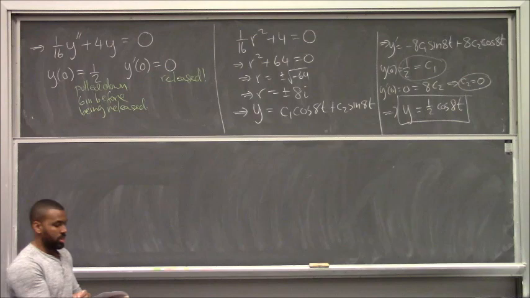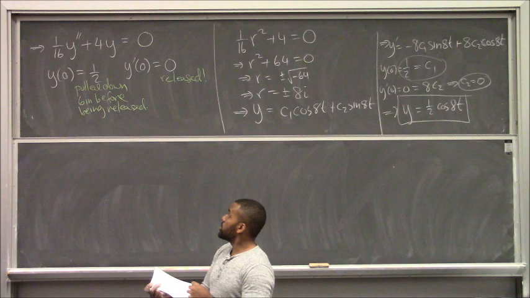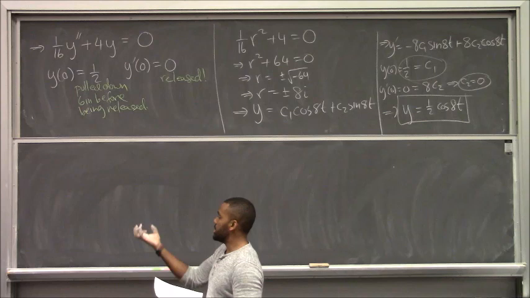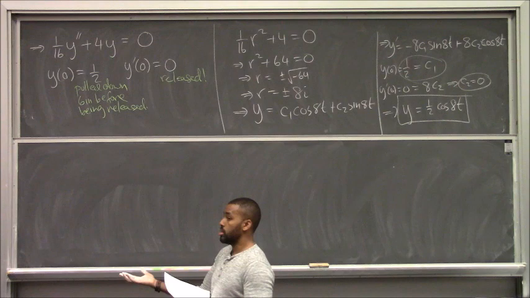Professor? Yes? Can you just go over how you got the initial value of y of 0? Right, so remember y is the position, so y of 0 is the position at time equals 0. We're told that the mass is pulled down by 6 inches and then let go. So the moment of letting go is time equals 0, which means it's already half a foot lower than equilibrium when we release it. So we have position is a half and initial velocity is 0.